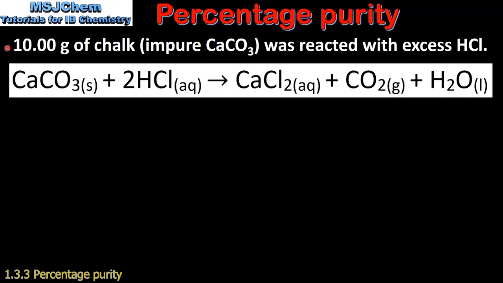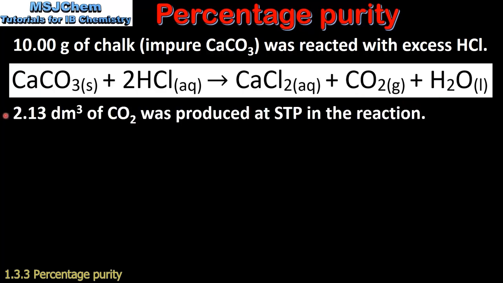Next, we look at one more example. 10 grams of chalk, which is impure calcium carbonate, was reacted with excess hydrochloric acid. So here we have the equation for the reaction. 1 mole of calcium carbonate reacts with 2 moles of hydrochloric acid to form 1 mole of salt, 1 mole of carbon dioxide, and 1 mole of water. We are also told that 2.13 decimeters cubed of carbon dioxide was produced at STP in the reaction.